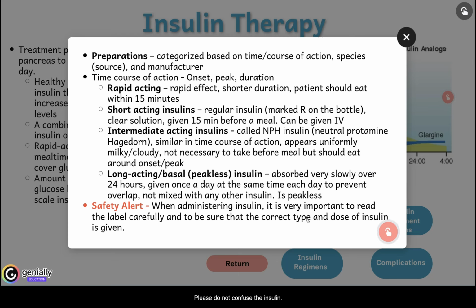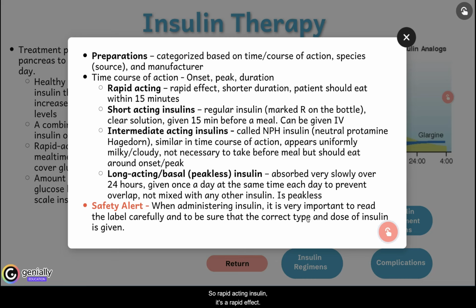Please do not confuse the insulin. You have to know which one is which. This is extremely, extremely important because a lot of people die from being given the wrong type of insulin. Too much of, for example, the rapid insulin puts them into severe hypoglycemia and causes death.